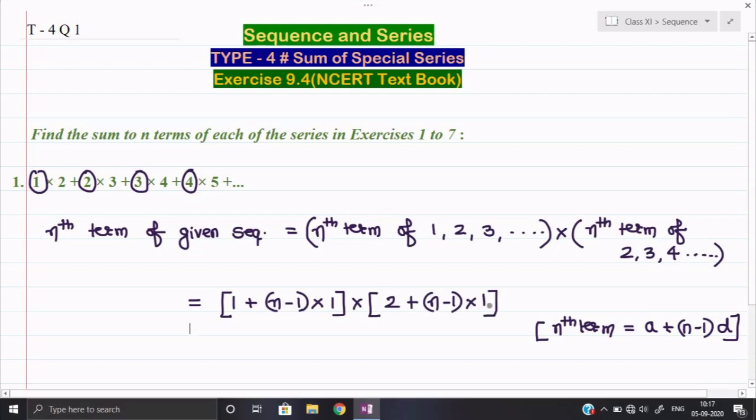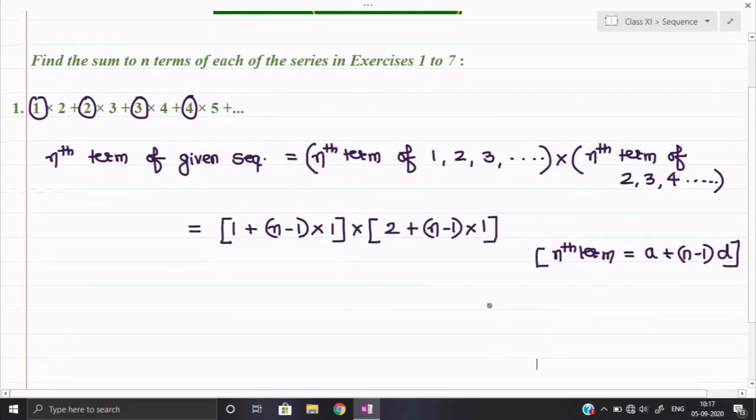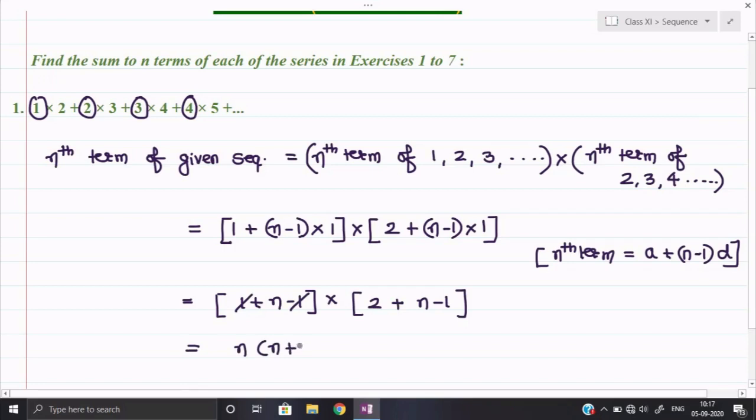Okay, now let us simplify this one. If I simplify further, the first bracket will be 1 plus n minus 1, and the second bracket will be 2 plus n minus 1. Here minus 1 and plus 1 got cancelled, and from there 2, 1 will be subtracted. So remaining is here n into (n plus 1). Now I will say this will be the nth term of the given sequence.